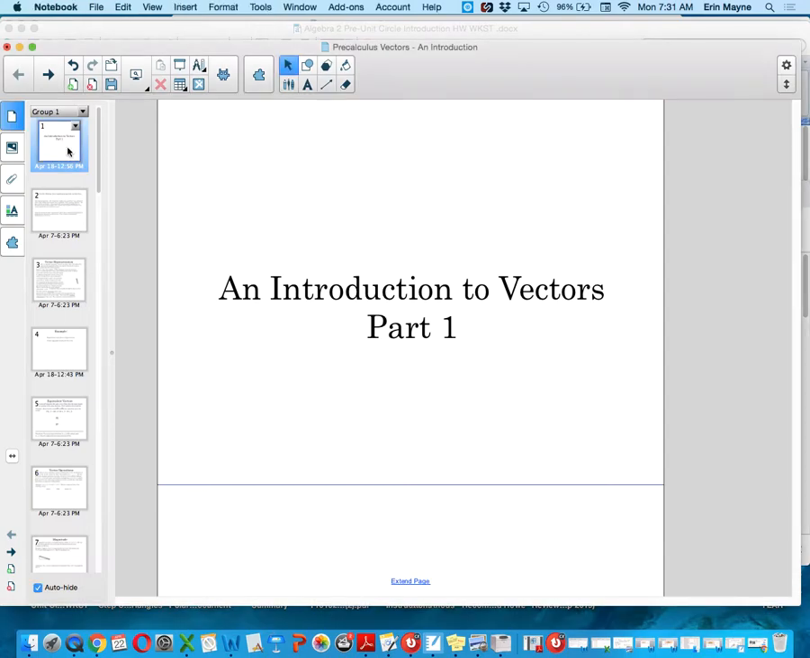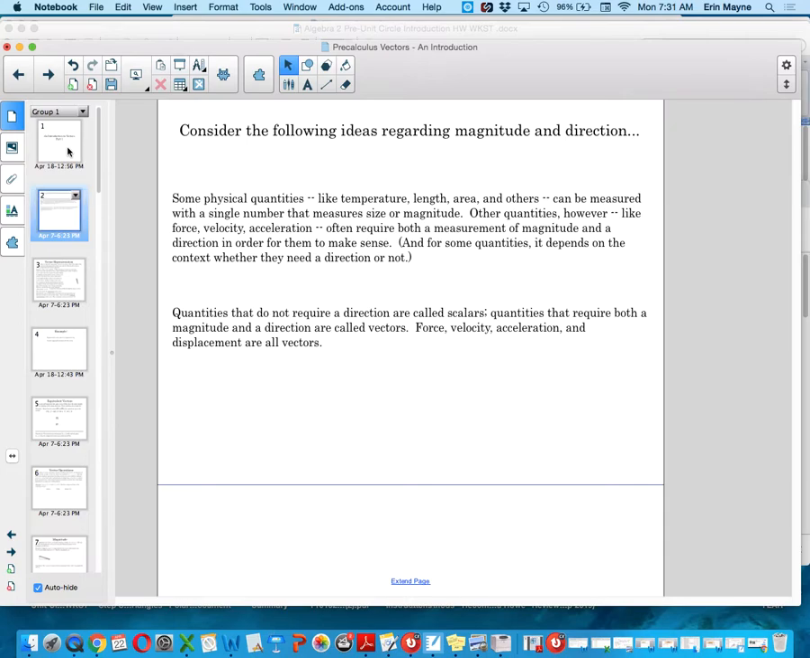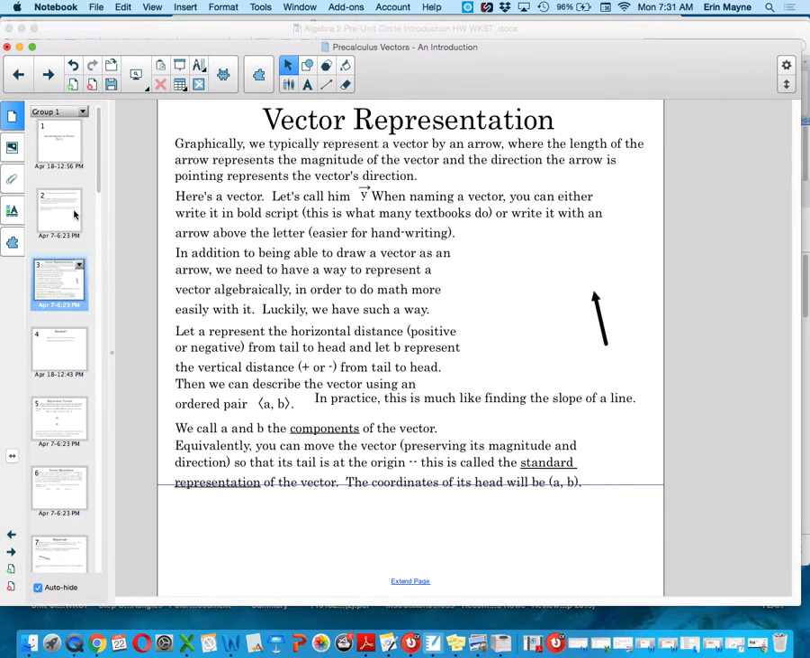So I want you to take a minute and go ahead and hit pause and read the first two slides. This slide and this slide, please. Just go ahead and hit pause and read that to yourself.